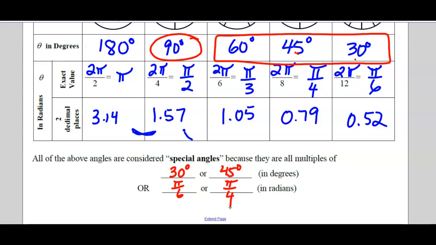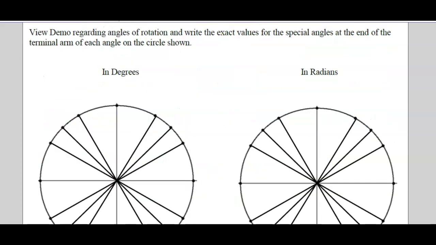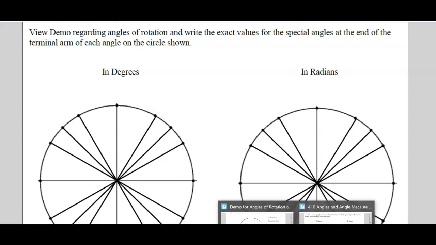If you've ever heard of students talking about, well, I guess we talked a little bit about the unit circle last year, right? But that's a big part of this, knowing trig ratios of these special angles. And so we'll start talking about the unit circle, and having the knowledge of those special trig ratios is super important. So do a demo regarding angles of rotation and write the exact values at the end of the terminal arm. So let's just take a look here.